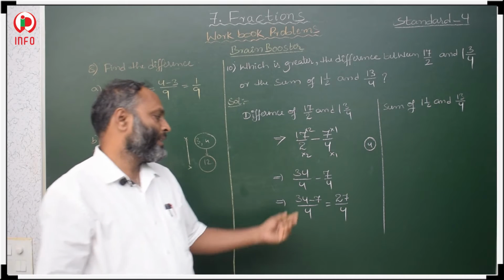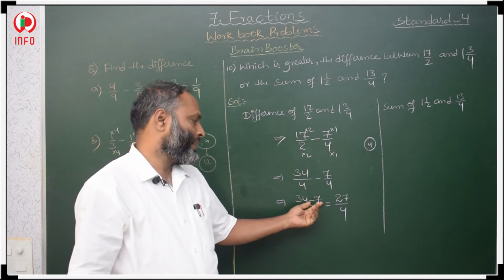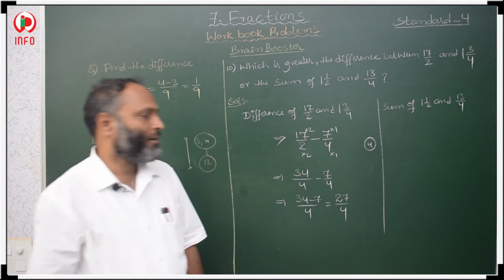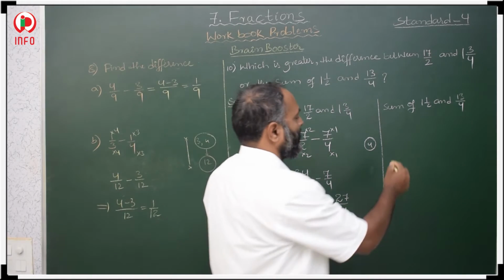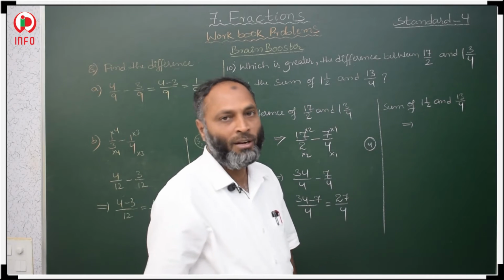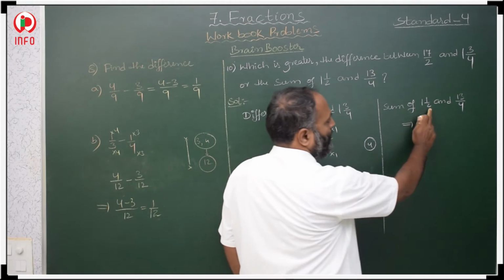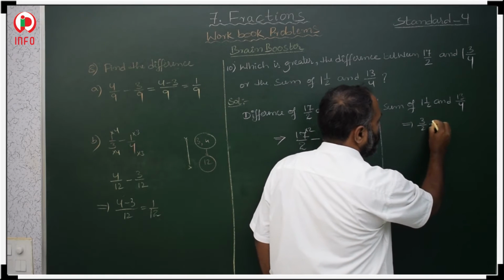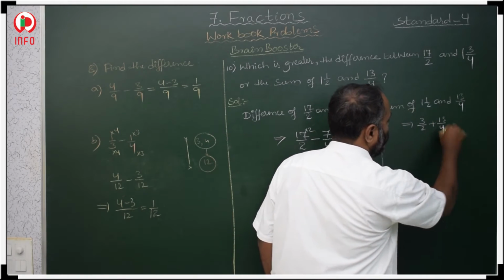27 by 4. 34 minus 7 is 27. 27 by 4. Next, here the sum we have to add. First, this is a mixed fraction, we have to convert it into an improper fraction. 2 ones are 2. 2 plus 1 is 3. 3 by 2 plus 13 by 4.